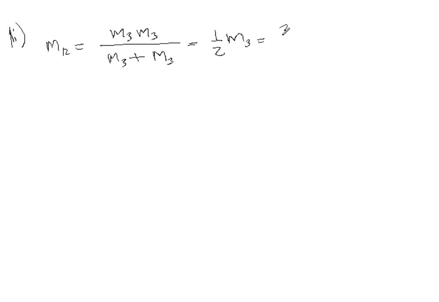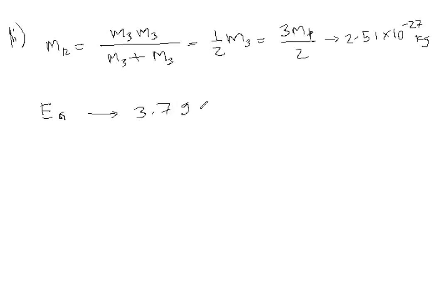Or basically 3 Mp by 2. We are talking about 3 helium. So this comes out to be around 2.51 into 10 to the power minus 27 kg. Right. After that, let us estimate this. And again, if we do the estimation, you will see it comes out to be 3.796 into 10 to the power minus 12 joule.